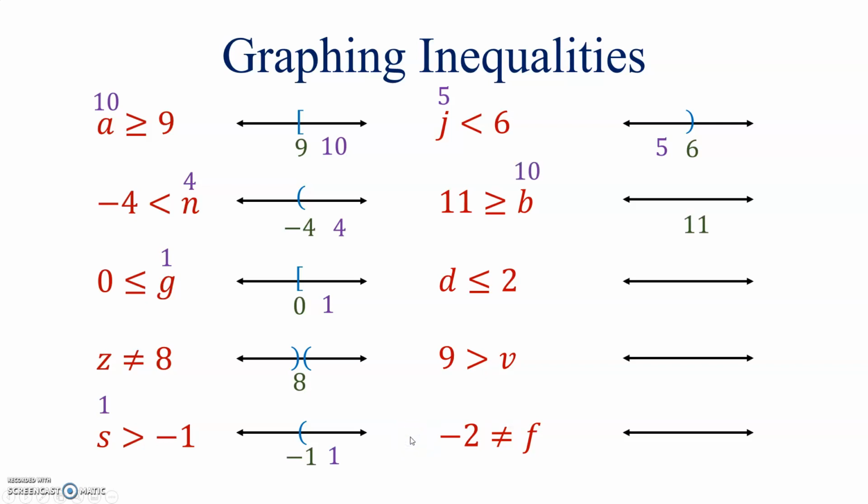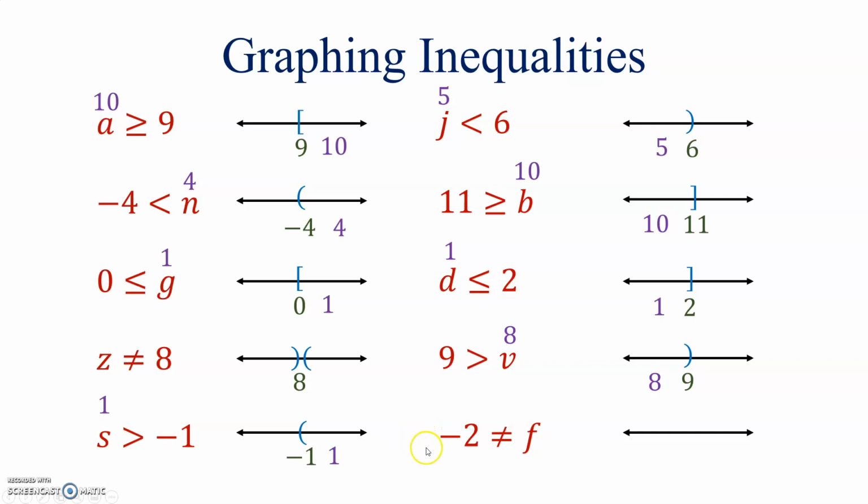Well, I know 11 is bigger than 10. And 10 happens to be located to the left of it, so the symbol will go toward that 10 to the left. d is less than or equal to 2. There's my 2. Well, I know 1 is less than 2. 1 is located to the left of it, so my bracket will be drawn toward the 1. 9 is greater than v. There's my 9. Well, I know 9 is bigger than 8. 8 is located to the left of 9. That's why my symbol, parentheses, will go toward the 8.